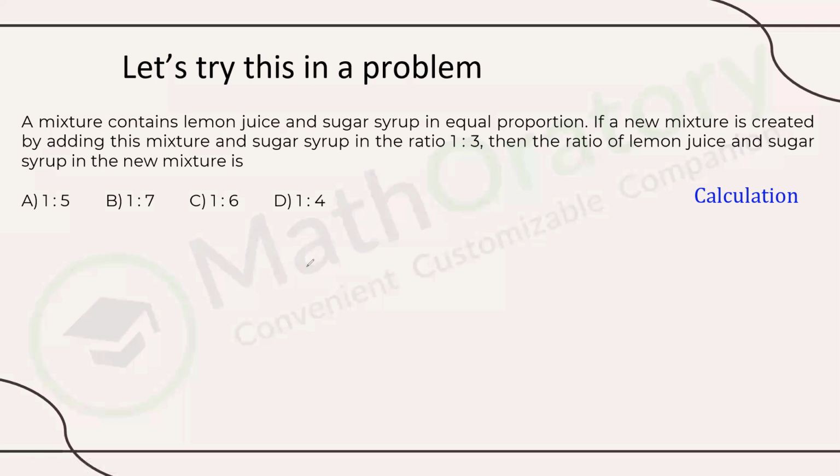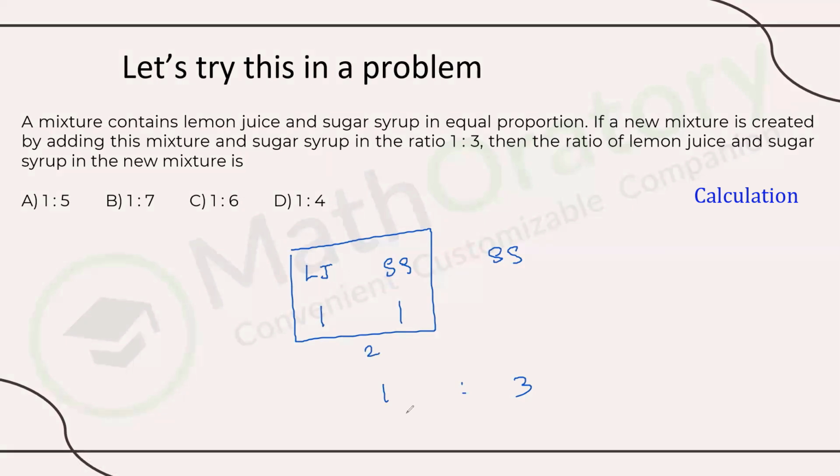So we have initially a mixture of lemon juice and sugar syrup, which are equal in proportion. So I'll take, let's say, 1 liter and 1 liter of these two. Now, in the new mixture, I am adding this mixture, so this entirety, to sugar syrup in the ratio 1:3. Now, I've assumed these to be 1 liter and 1 liter, making this entire thing 2 liters. And if I have to mix these two in the ratio 1:3, then corresponding to 2 liters, I should have 6 liters of sugar syrup. So all I'm doing is adding 6 liters to this particular solution.